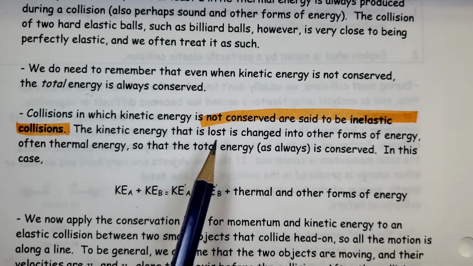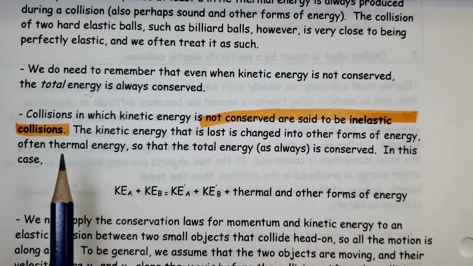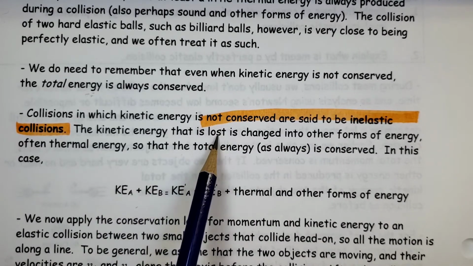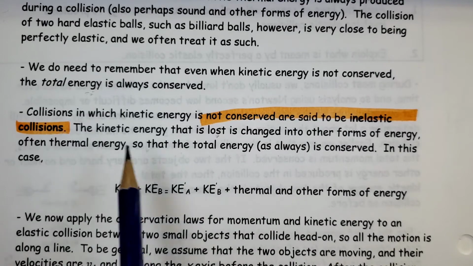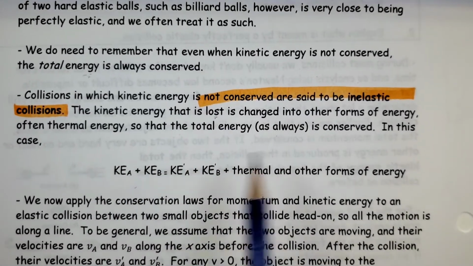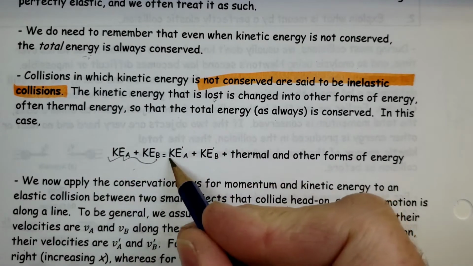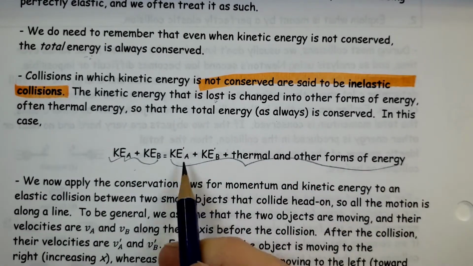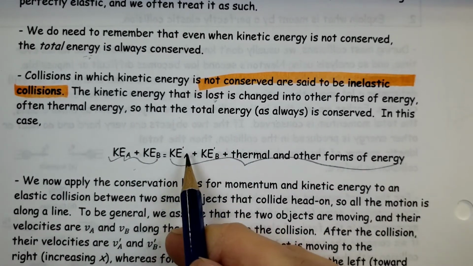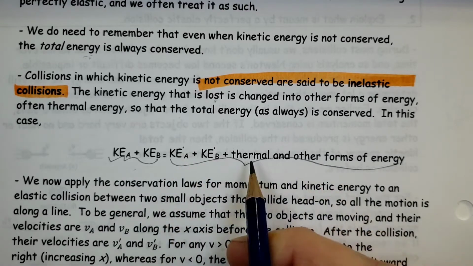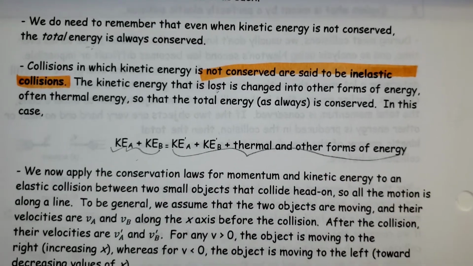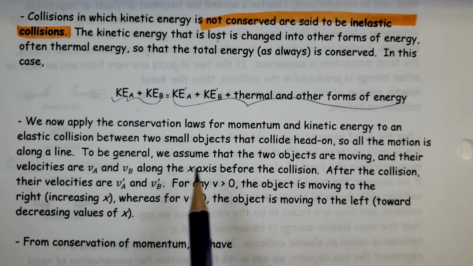The kinetic energy that is lost is changed to other forms of energy. So ideally, the word lost shouldn't be used there. It should be converted or changed. The total energy before equals the total energy after. It's just that the total kinetic energy will be less because some of it is transformed into other forms of energy, whether it's thermal or something else.